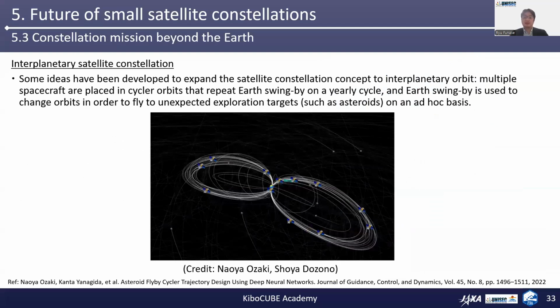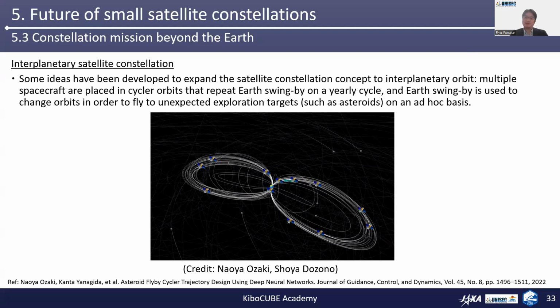Let's go back to constellations. Up to this point, we have basically discussed constellations built in Earth orbit, but constellations beyond Earth orbit have also been considered. Here are some examples. In interplanetary orbits, it is possible to achieve an orbit that leaves the Earth and returns to the Earth once a year by utilizing Earth swingby. This is called a circular orbit.